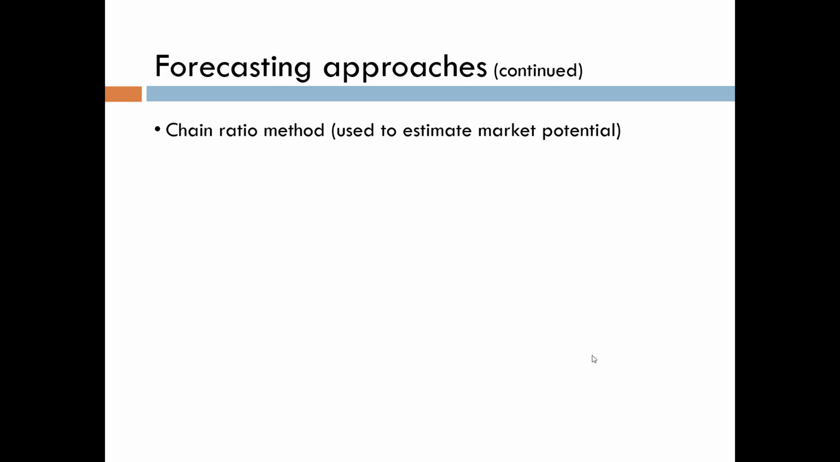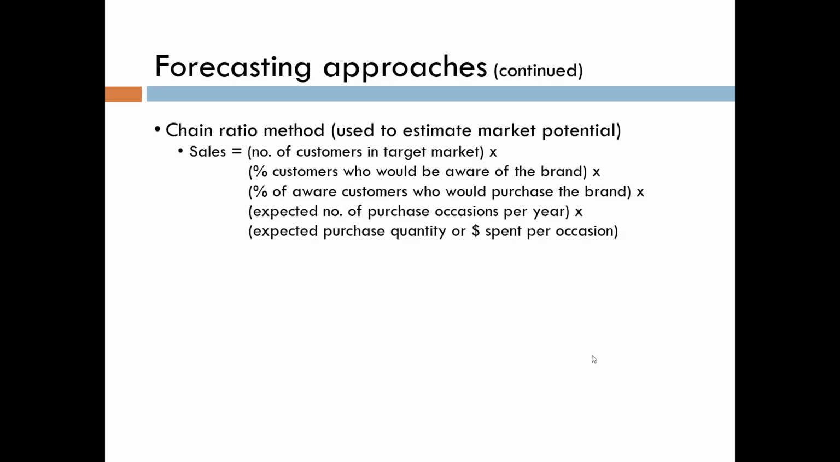Another approach, which is often used in calculating potential sales in a market, also known as market potential, is to come up with a forecast based on how many buyers would become aware of the product, how many of those would purchase it, how often they would purchase it, and how much they would spend on each purchase. Therefore, we might calculate market potential by multiplying together the following: number of customers in the target market times the percent of customers who would be aware of the brand, times the percent of aware customers who would purchase the brand, times the expected number of purchase occasions per year, times the expected purchase quantity or dollars spent per occasion. This is called the chain ratio method.